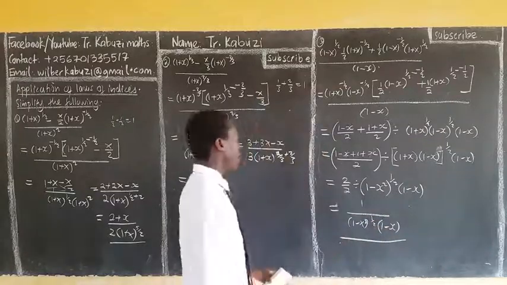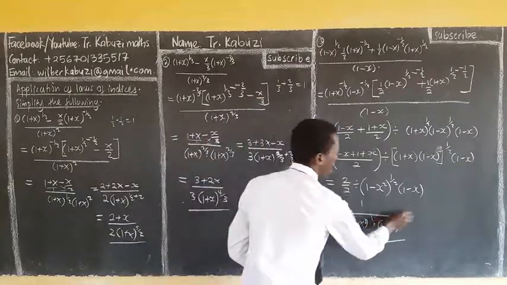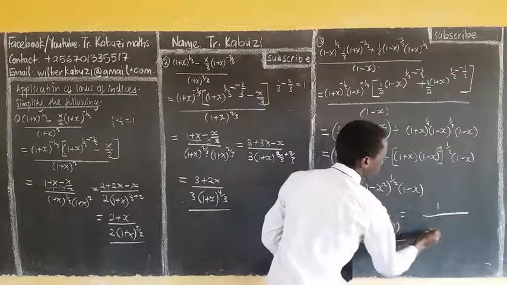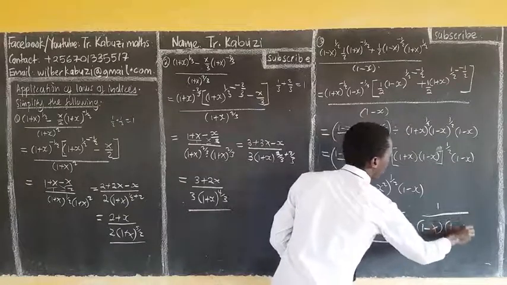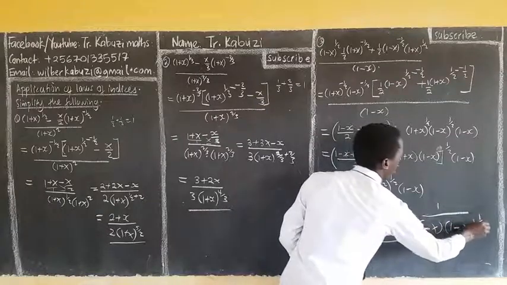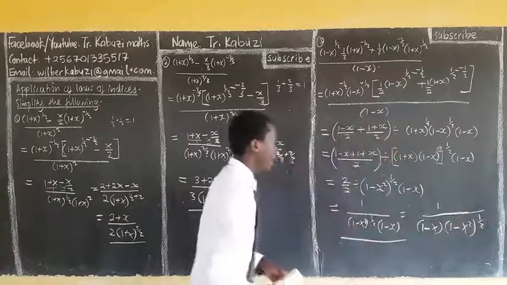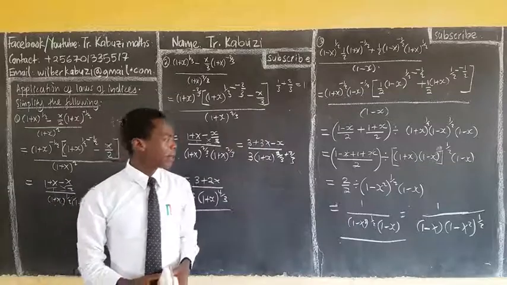And that's how we can simplify this number, or you can write it as 1 minus x, then 1 minus x squared to the power half. So that's how our members will deal with those numbers.